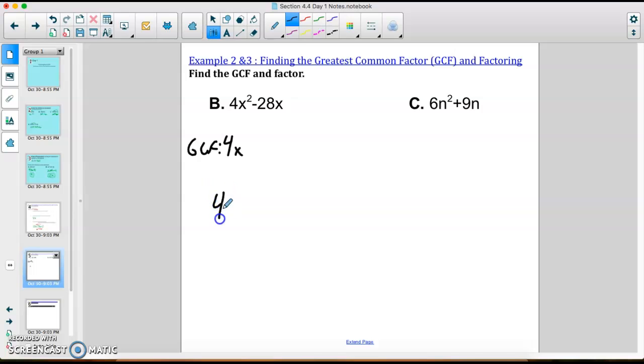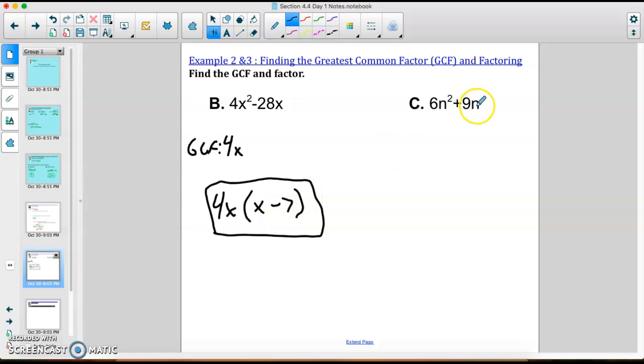All right. So then when we factor it, we write our greatest common factor and then whatever's left over. So 4 divided by 4 is 1. X squared divided by x is just x. And then negative 28 divided by 4 is negative 7. X divided by x, they cancel themselves out. And so we're left with, this is our factored expression.